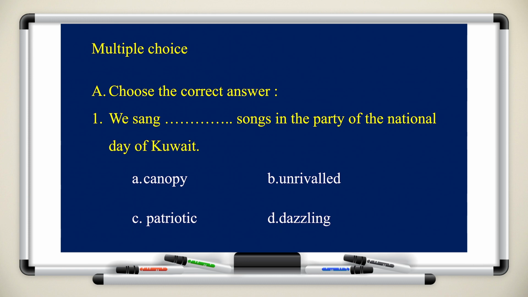We sang blank songs in the party of the National Day of Kuwait. Read the sentence carefully, understand it, then read the answers. Let's read the answers together. A. Canopy. B. Unrivaled. C. Patriotic. D. Dazzling. If you know the meaning, then you will choose the correct answer. And the correct answer here is patriotic.